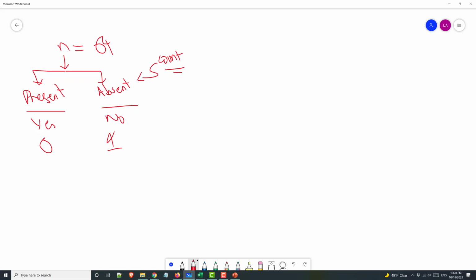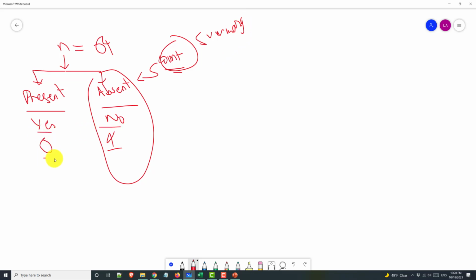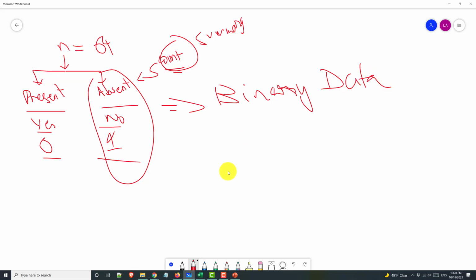Whenever you have yes, no, good, bad, present, absent data with just two possibilities, and then you may summarize the data over the sample, so the count is doing the summary, that's fine. You can summarize the data, but the raw data has only two levels. This is sometimes called binary data. Okay, binary, B-I-N-A-R-Y, binary data. And for binary data, we always need to use the p-chart.